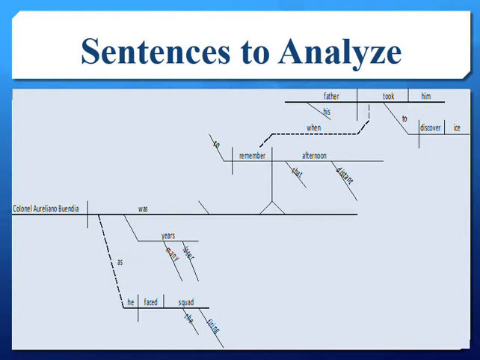Subordinators connect clauses and phrases just as coordinate conjunctions do, but subordinate conjunctions connect dependent clauses. And here we see that when is connecting a subordinate clause. His father took him to discover ice. And also, as the subordinate conjunction, he faced the firing squad.